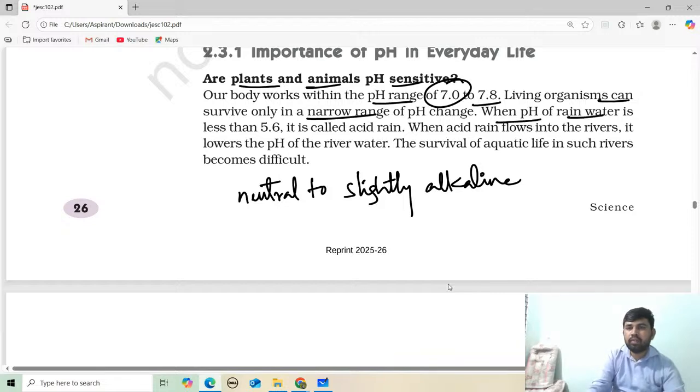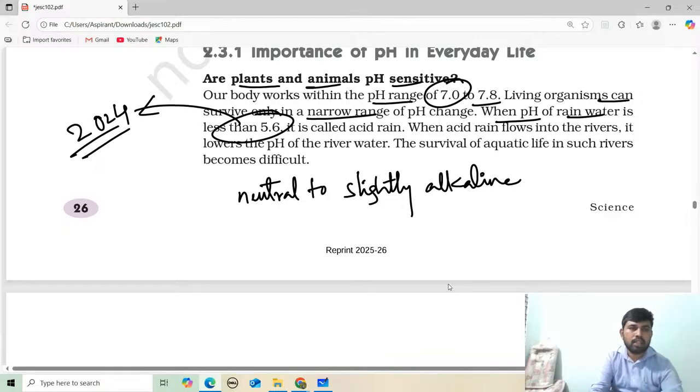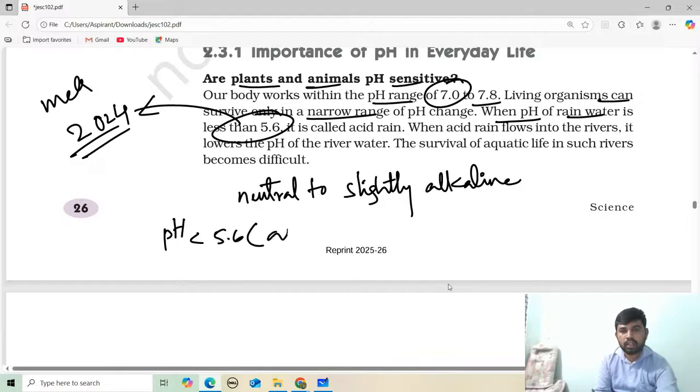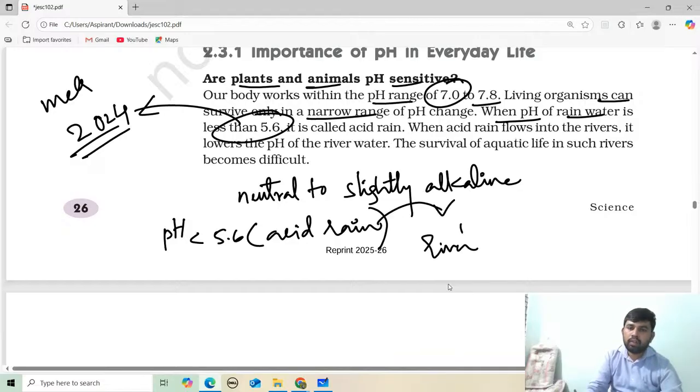And the pH of rainwater. This question they asked in 2024 as an MCQ. Okay, so now see what they are saying. Suppose pH is less than 5.6, it will be called acid rain. Suppose the rain becomes acid and it reaches the river, the water bodies.